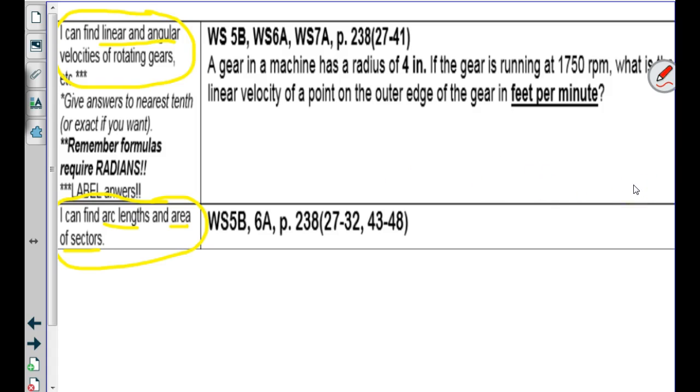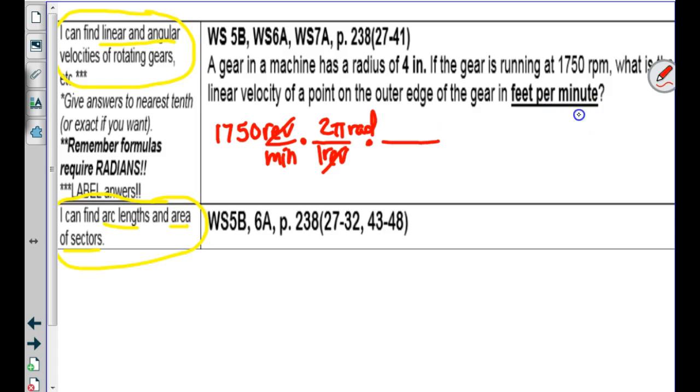Okay. If it's turning at 1750 revolutions per minute, what do we need? The radius of 4. We need radians, yes. None of the formulas use revolutions or degrees. So 1 revolution is 2 pi radians. Okay, then what? We want feet per minute.